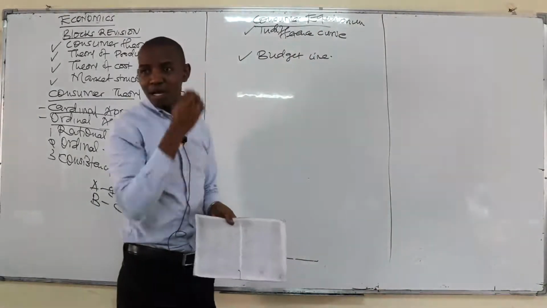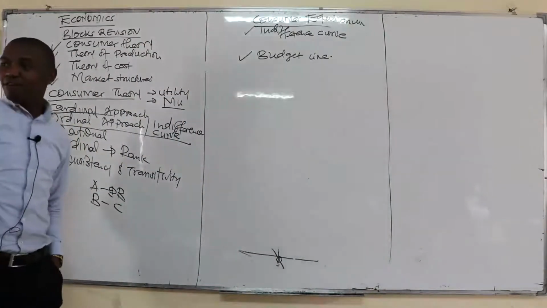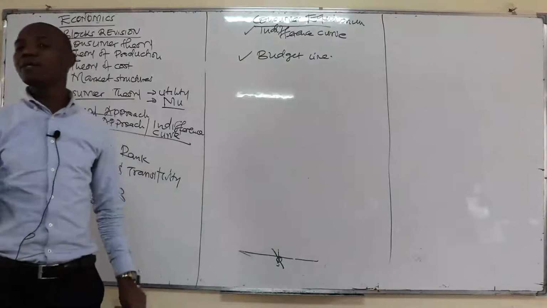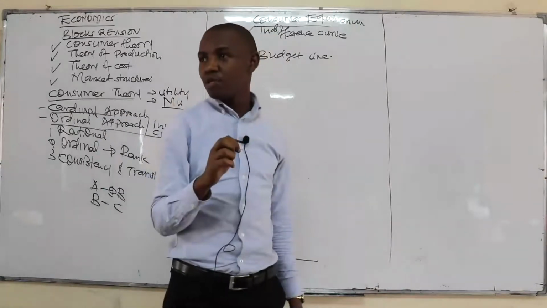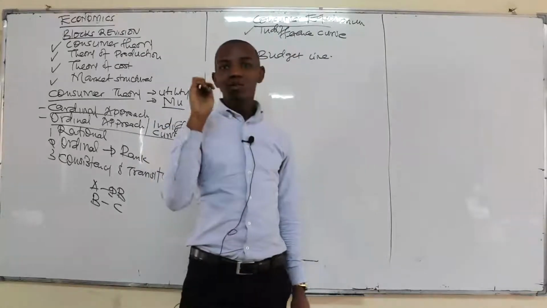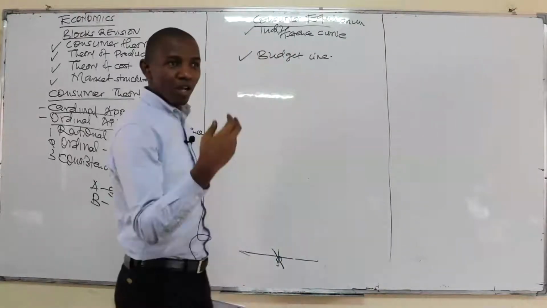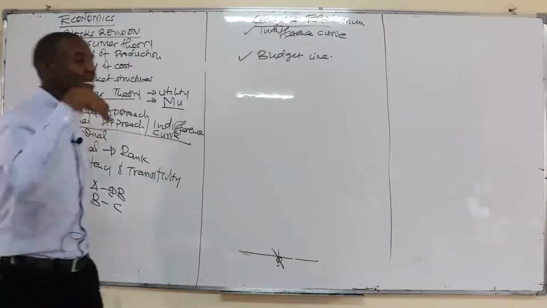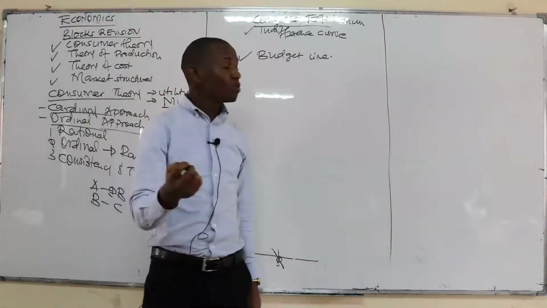Now, when we talk about the indifference curve, it is a locus of points representing two types of goods that yield the same utility, so that the consumer will be said to be indifferent. The consumer will be said to be indifferent because he is consuming two different types of goods that yield the same utility. That is what we mean in that regard.